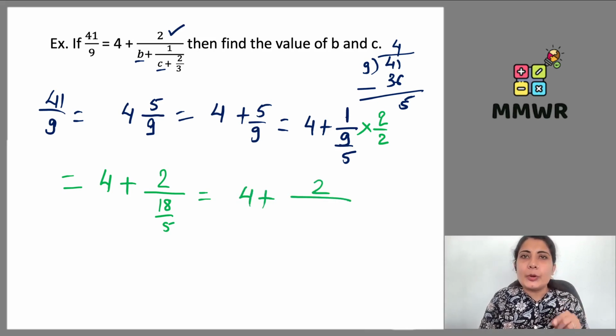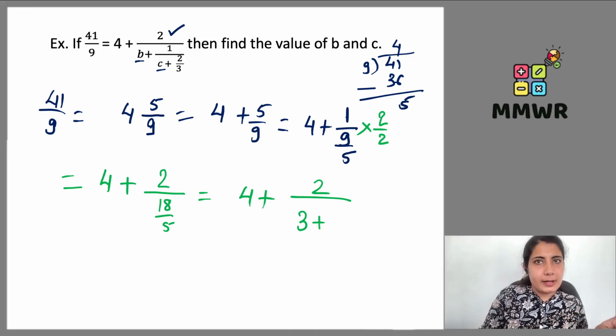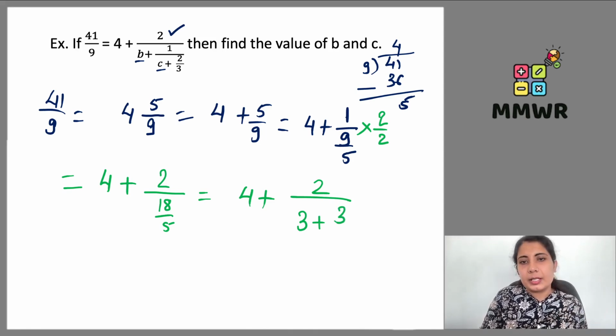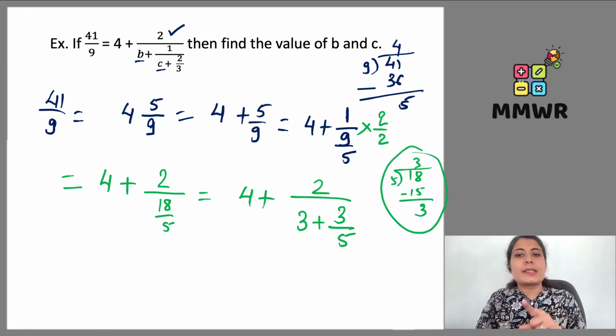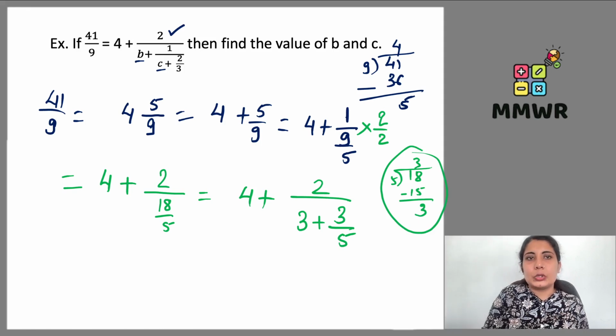18 upon 5 can be written as 3 plus 3 upon 5, since 5 threes are 15. 18 divided by 5 gives 5 threes are 15. 15 will be subtracted, which gives remainder 3. So 3 plus 3 upon 5. Look, here we have now 1.